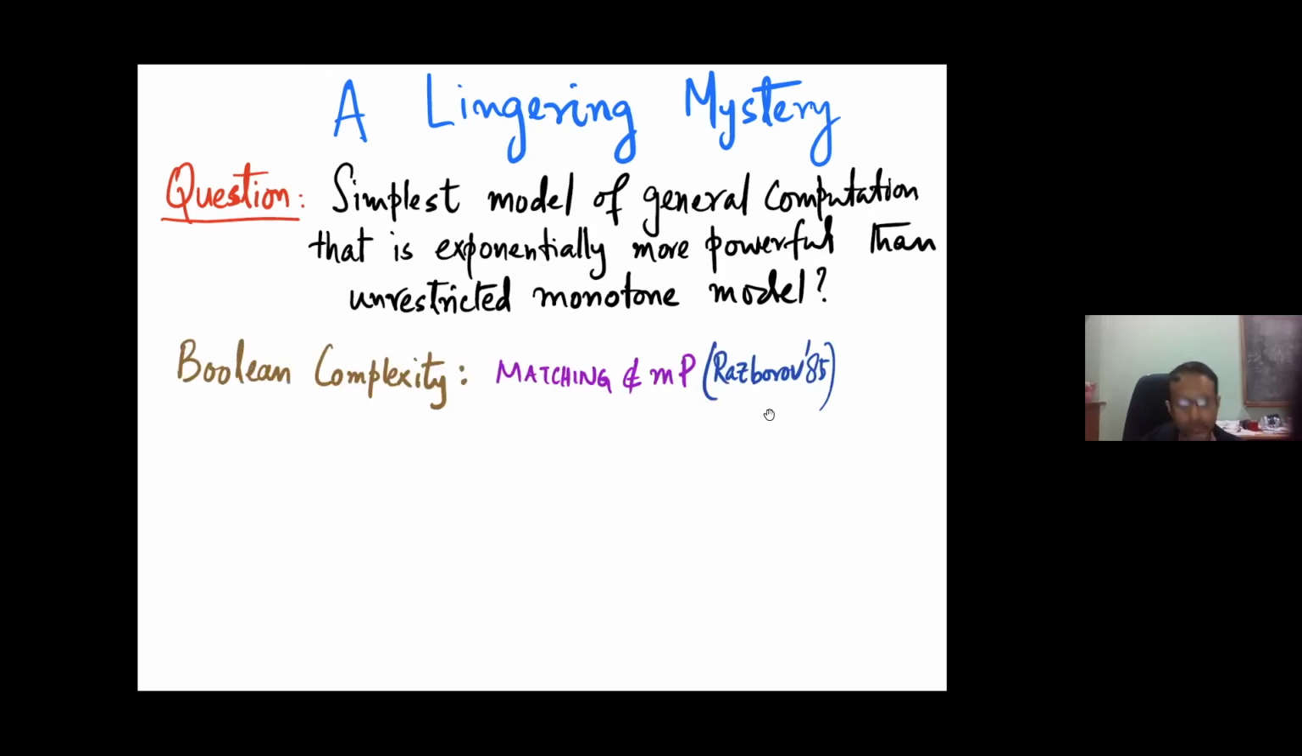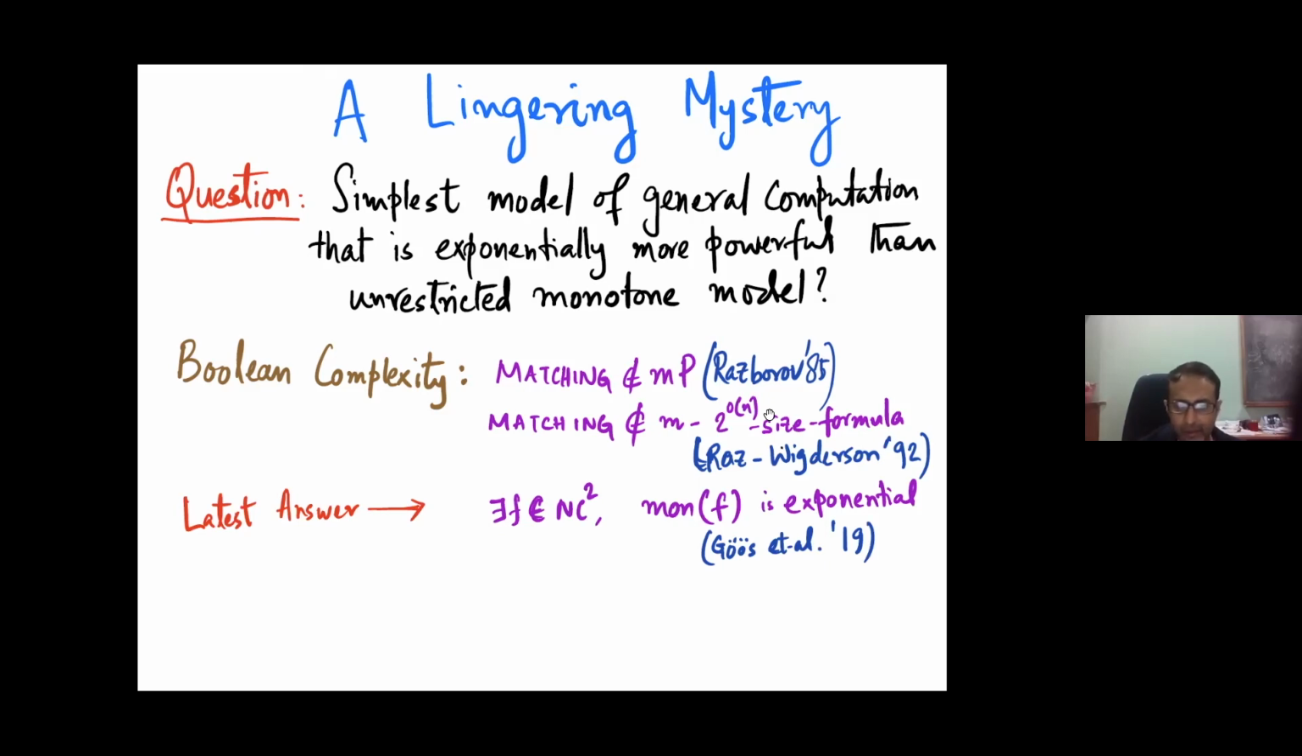Again, this question makes sense both in the Boolean world and in the arithmetic world. In the Boolean world, as Razborov showed, matching, which is in P, is not in monotone P. In fact, matching turns out to be in randomized NC, so it has a very fast randomized parallel algorithm. In a similar vein, Raz and Wigderson showed that matching cannot be computed by sub-exponential size monotone formulas. So this is again showing an exponential separation of powers of models with cancellation and models without cancellation.